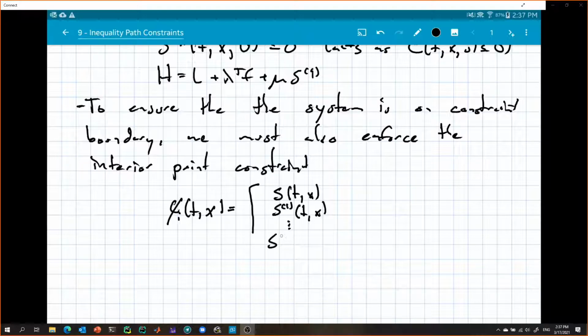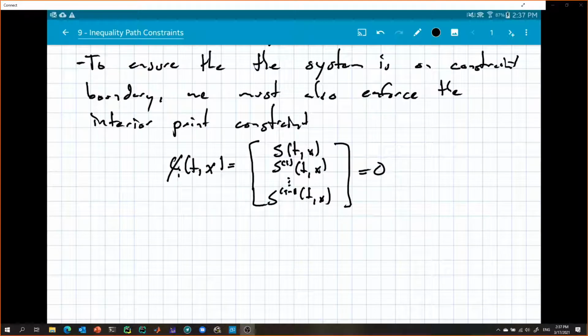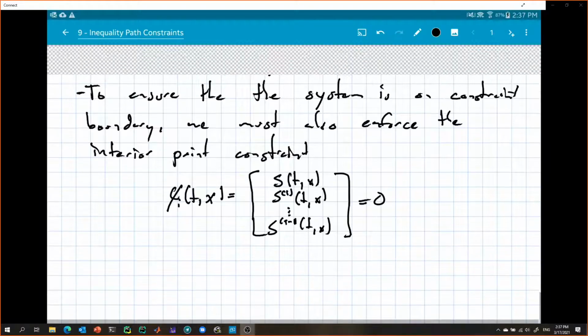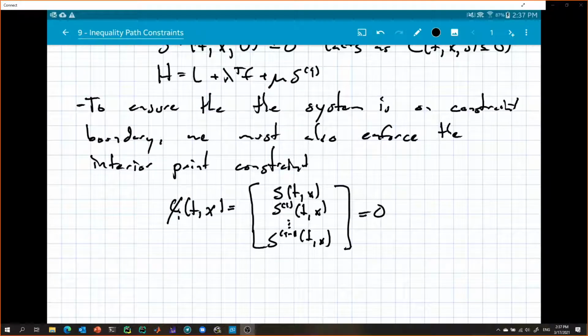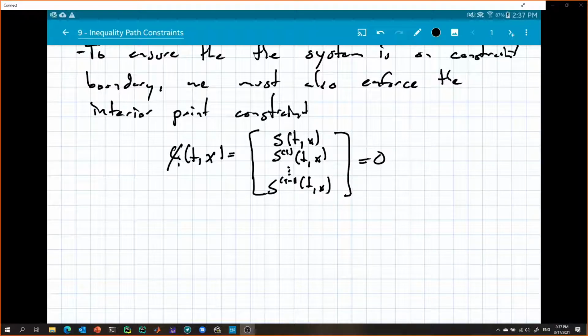But yeah, we have all the prior derivatives equal to 0. And these are derivatives with respect to time? Yes. Okay, just checking. Thank you. It matches what we did with the equality constraint.